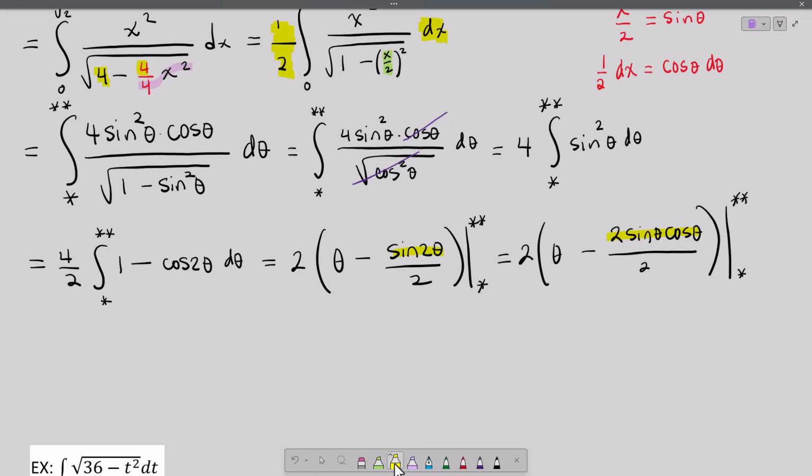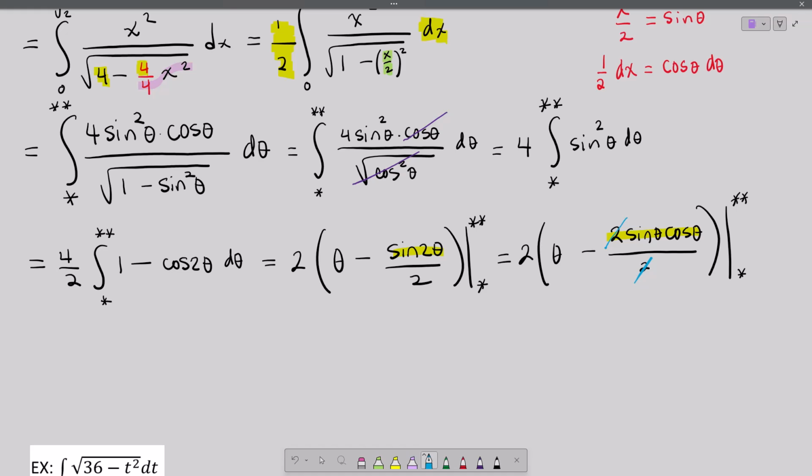Doesn't the 2 cancel out? And the 2 cancels out now. So we can chop off this 2 or cancel it out. That will cancel with that. Okay, we're somewhere. So now we have the antiderivative in terms of single theta.